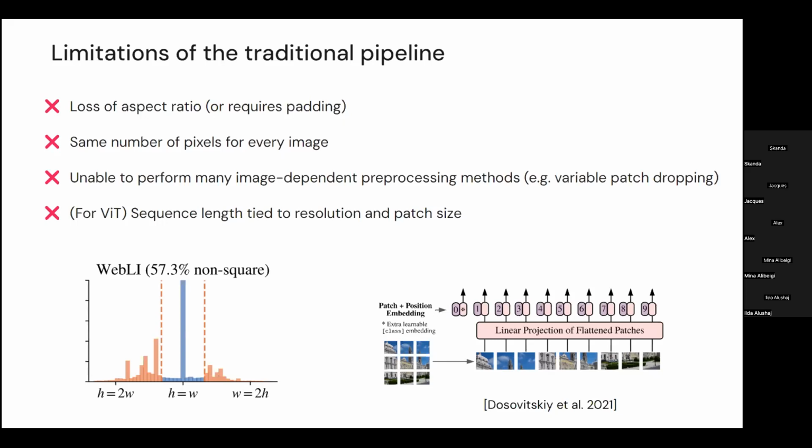Third, if you want to do per image pre-processing, you need to end up with an image that is the same size as all the other images. So for example, a popular kind of pre-processing is to drop patches in a transformer model, but you have to drop the same number of patches per image, or else you end up with images of different sequence lengths. And finally, for the vision transformer, once you've fixed your resolution and patch size, then your sequence length is fully specified, but you might want to train on a different sequence length, say a longer or shorter sequence length, because that might be more efficient on the hardware that you're using. And so none of these things are possible with a traditional pipeline.